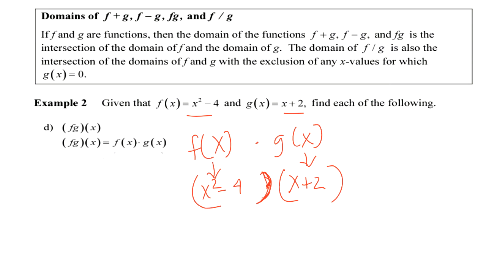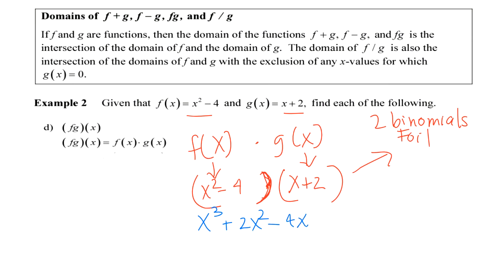So I need to FOIL. I have two binomials. And I just need to multiply it by FOIL, or you can use the distributive property if you are more comfortable with that. So when I multiply these two functions together, I get x cubed plus 2x squared negative 4x negative 8.